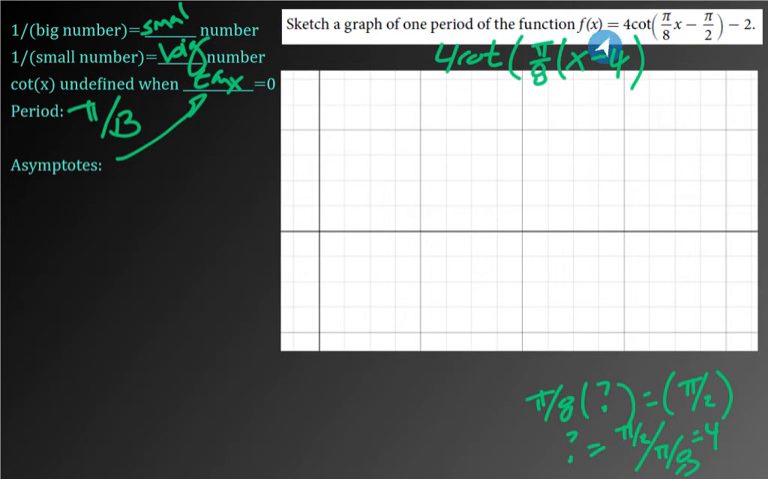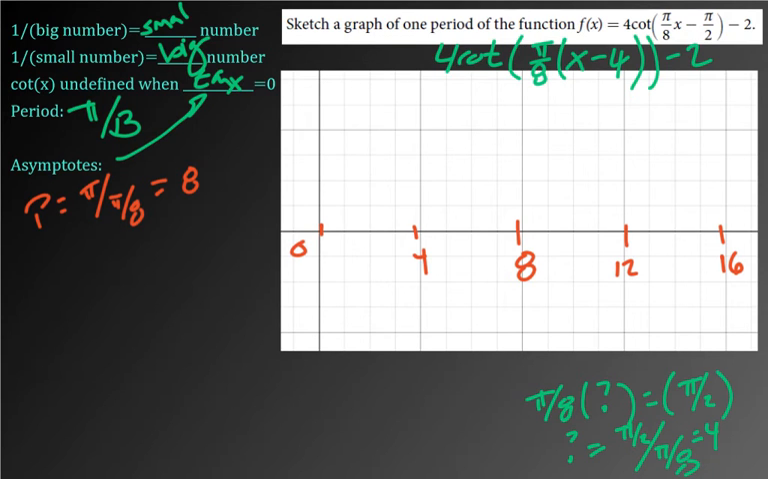You can also always check these things to make sure you did it right. Pi over 8 times 4, 4 over 8 is 2, right? So that's good. Close that up, minus 2. All right. Period is just going to be pi over b. b is pi over 8. So if we simplify that, that would be 8, right? And so let's do the same thing. As the last problem, I'm going to do maybe 2 cycles. So we'll do 8 there, 16 there. That'll be 4. That'll be 12. That'll be 0, of course.